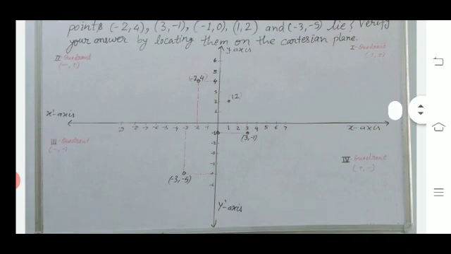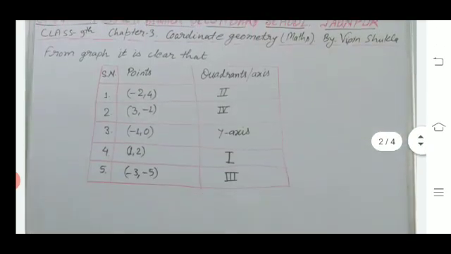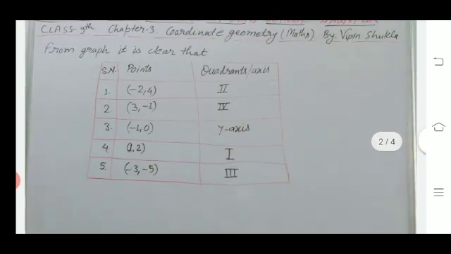This is all about it. And one more thing, from the graph it is clear that (-2, 4) lies in the second quadrant, (3, -1) in the fourth quadrant, (-1, 0) on the y-axis, (1, 2) in the first quadrant, and (-3, -5) in the third quadrant.